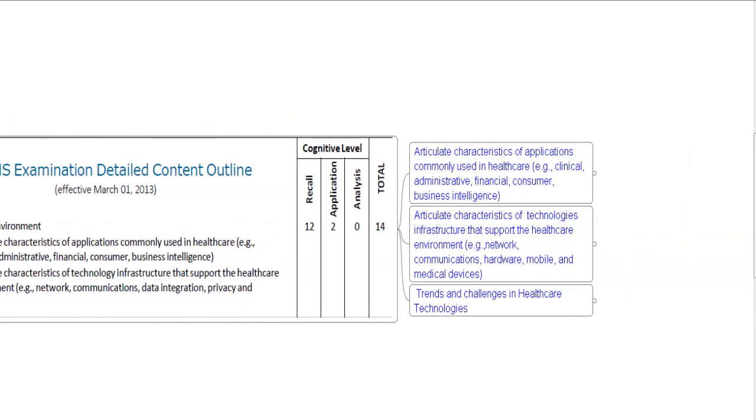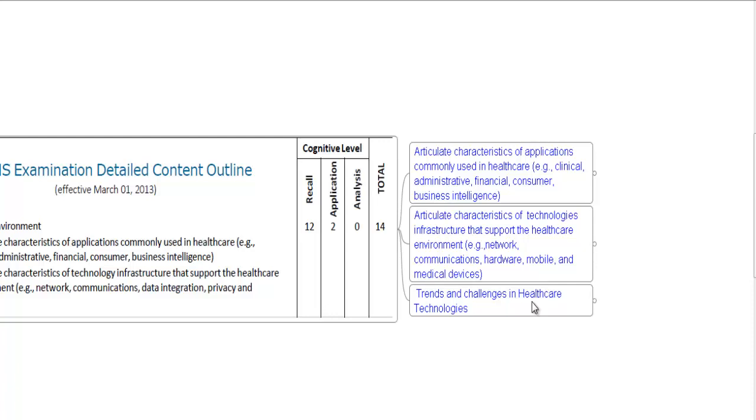Based on the CPHIMS examination detailed content outline, CPHIMS aspirants are required to study the following topics under this section. Articulate characteristics of applications commonly used in the healthcare environment, for example, clinical, administrative, financial, consumer, and business intelligence. Articulate characteristics of technology infrastructure that support the healthcare environment, for example, network, communications, hardware, mobile and medical devices, and trends and challenges in healthcare technologies.